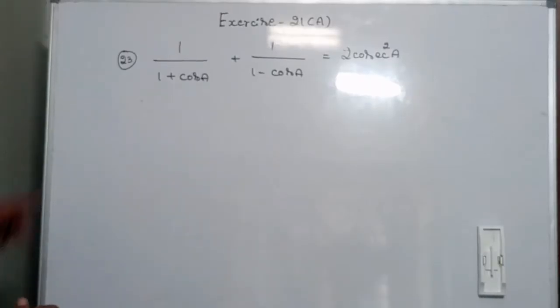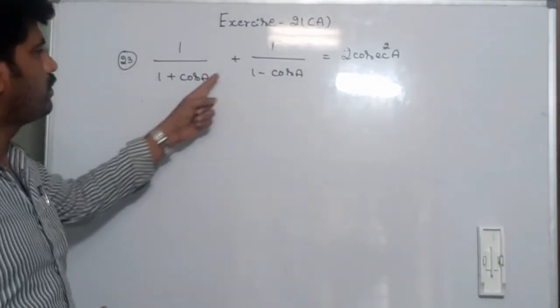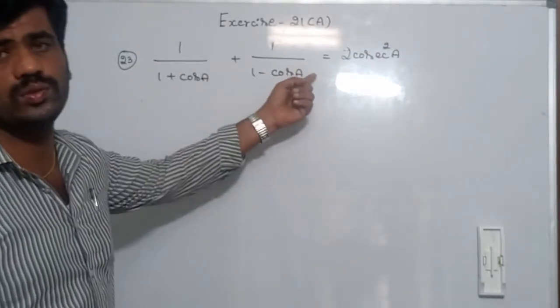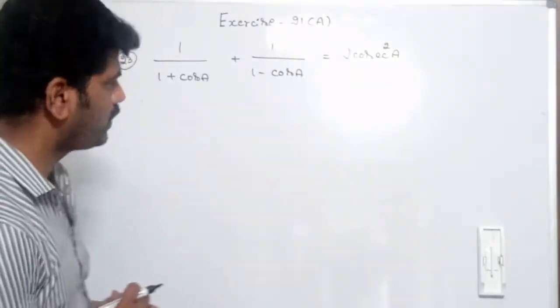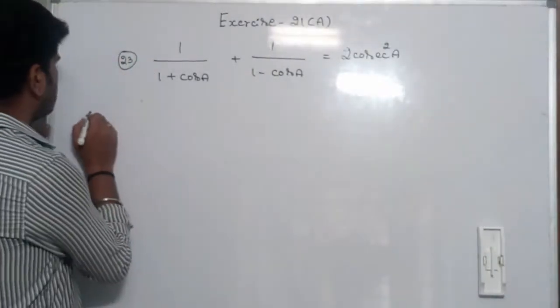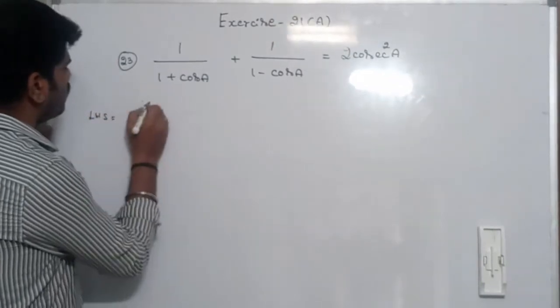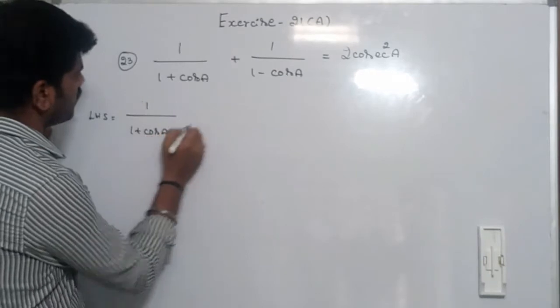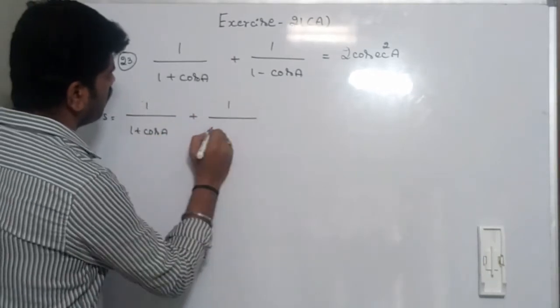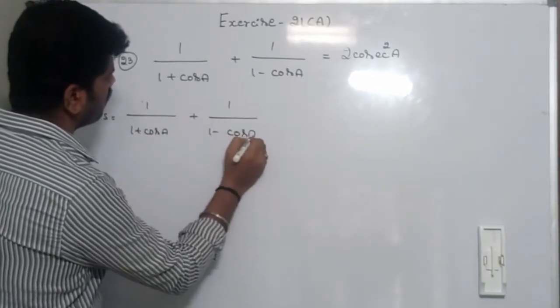So next problem, 23rd: 1 by 1 plus cos A plus 1 by 1 minus cos A is equal to 2 into cosecant square A. So here also same thing. First take the LHS. What is the LHS here? LHS is equal to 1 by 1 plus cos A plus 1 by 1 minus cos A.